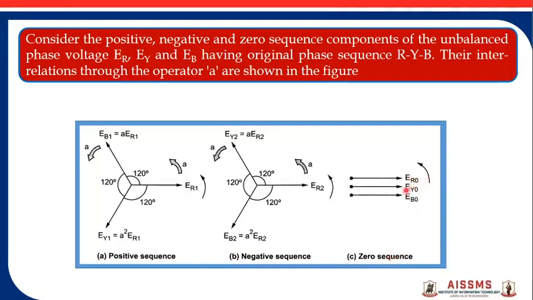ER0, EY0 and EB0, the magnitude of all these three are the same. That is, the magnitude of ER0 will be the same as EY0, the magnitude of EY0 will be the same as EB0, and all these three sequence components are in phase. That is, the phase difference between ER0 and EY0 is 0, and between EY0 and EB0 is 0. That is, the phase displacement between these three is 0.